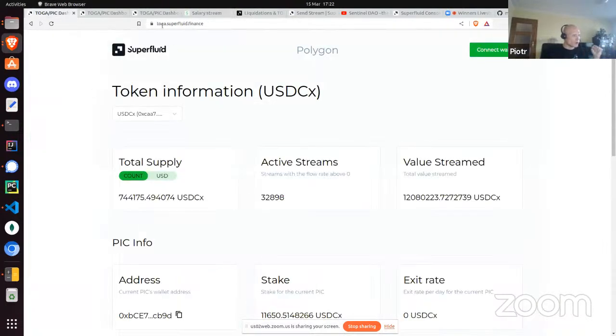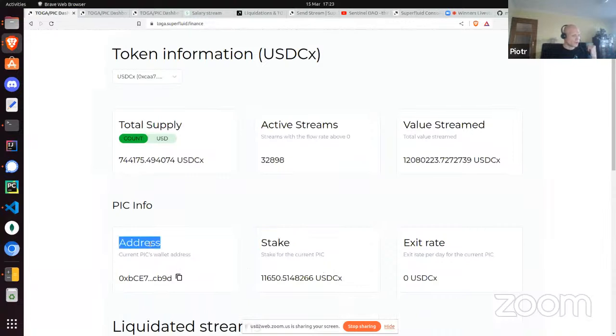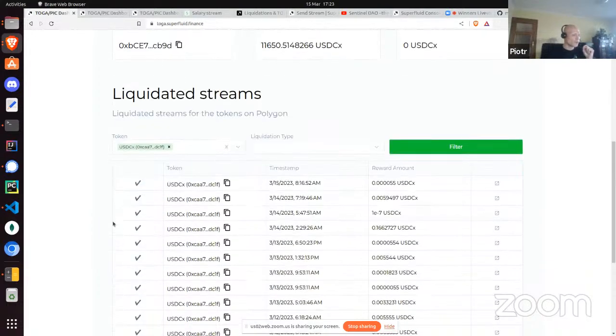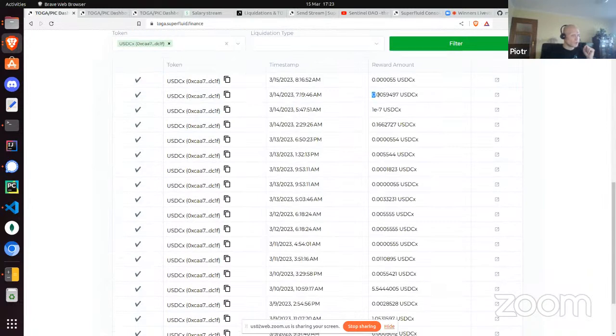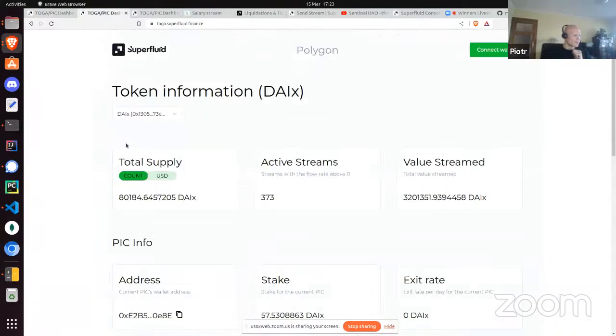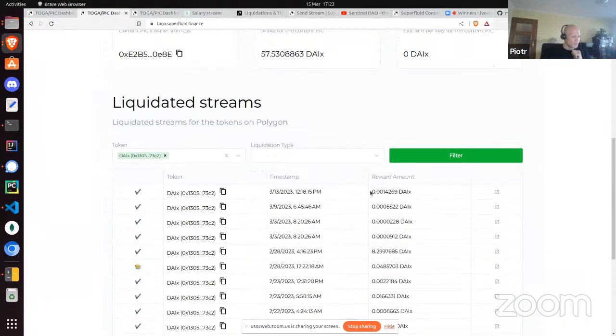So you can go over to toga.superfluid.finance, and here you can check out different tokens on different networks and get some more data on those Sentinels, how big their stake is, what's the current pick, or what's the current Sentinel, and so on and so forth. And you can also see the rewards that have been collected in the past days. And you can see that most of the rewards are actually very tiny. So they are not even $1 for USDC. And the same also goes for the DAI super token. They're not even a cent in most cases.